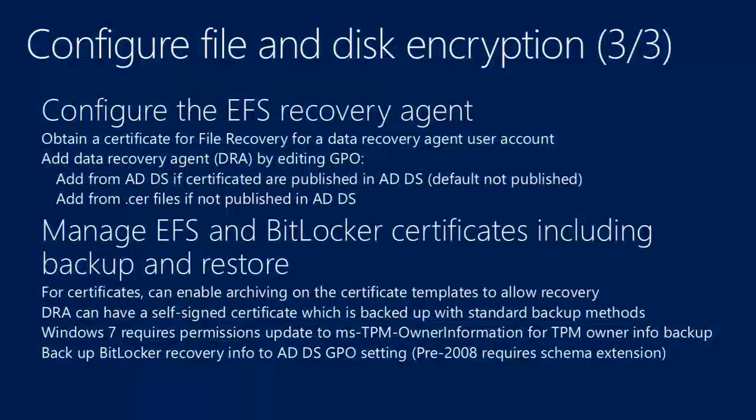And then manage EFS and BitLocker certificates. This is going to be stuff like enable archiving on the template. Think about the troubleshooting scenario where you enable archiving, but all your certificates were already deployed. And now something happens, you need to do recovery. Well, it's not there, right? So you need to get the recovery configured, then deploy the template, and then you're in a better position. You can do a self-sign cert, then you back it up with a standard backup method.